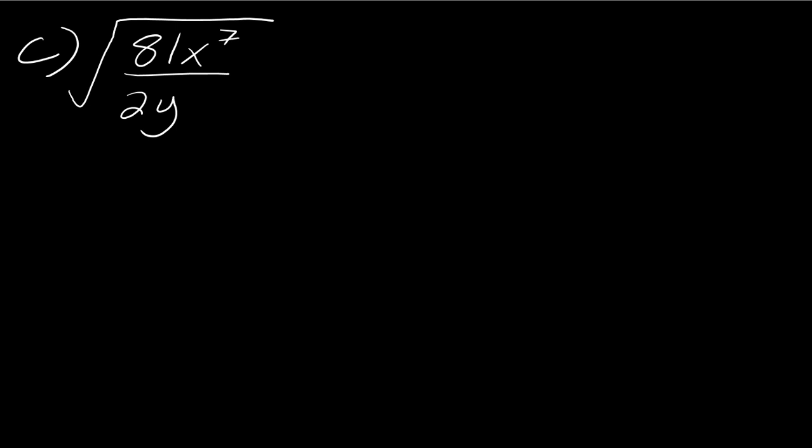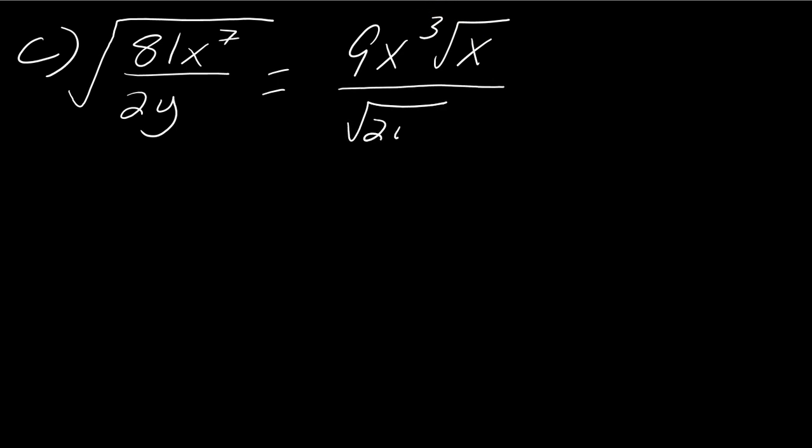All right, so once again, I personally just like to simplify first. So if I simplify the top and bottom, this becomes 9x to the third times the square root of x, because square root of 81 is 9. The square root of x to the 6 is x to the third, and then I'm left with this remainder of the square root of x. And then in the denominator here, I've still got this square root of 2y. So now I'm going to rationalize.